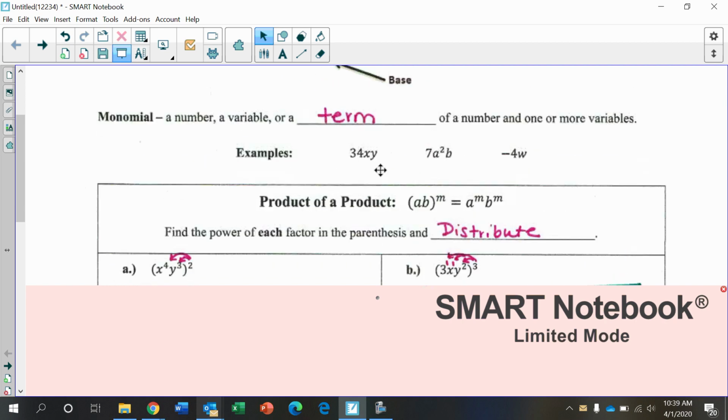Oh, I want to hide those. So what we're doing is you're keeping your x the same. You're looking at the 4. We have the 2 on the outside. The 2 goes to each of the exponents. So the x is where it is, and you would do 4 times 2, which gives you 8. Then y is where it is. You have 3 times 2, which gives you 6. Okay?